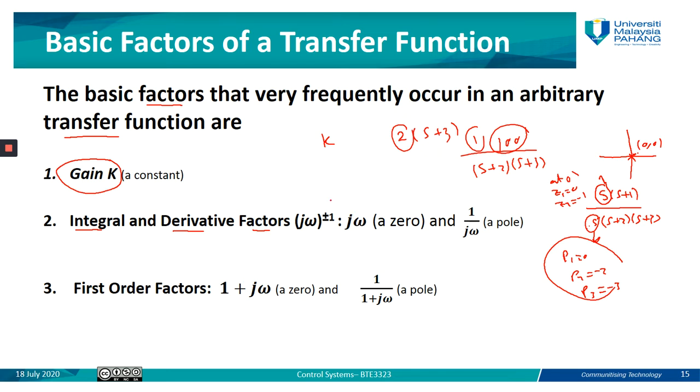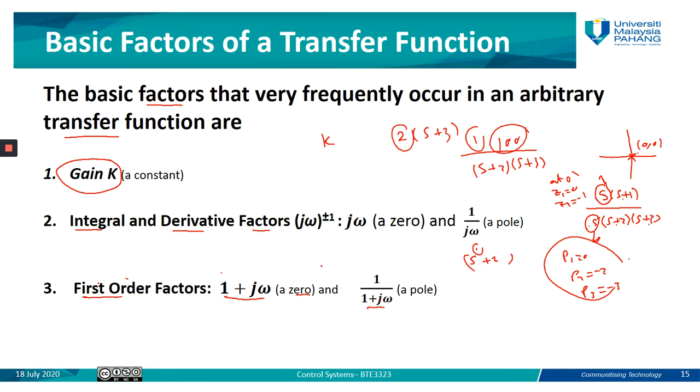The third expected factor is the first order factors. In the case of the first order factor, we are going to use s plus 1. So if we have s plus 1, s plus 2, s plus 5, s plus 100, whatever the value, that means this is a first order system. We call it a first order factor because the highest order of s is 1. So for s plus 2, what is the power of s here? It is 1. For that, we call it the first order factor. In this case, we may have first order zeros or first order poles. If it exists in the numerator of the transfer function, it is a zero. If it exists in the denominator of the transfer function, it is a pole.